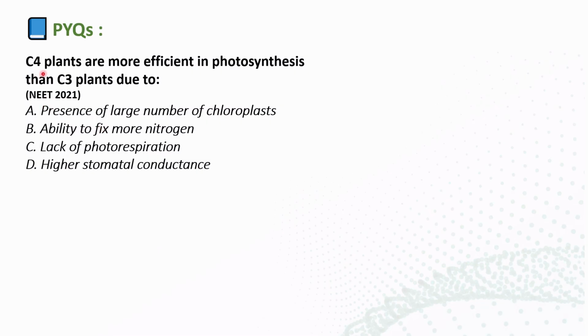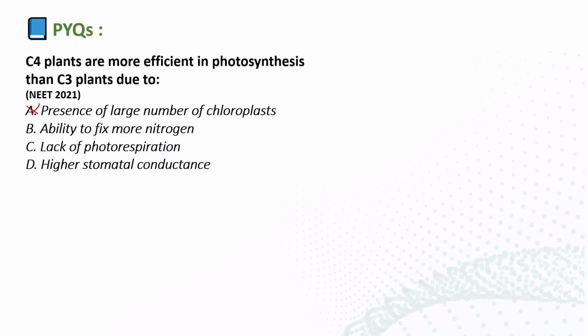C4 plants are more efficient in photosynthesis than C3 plants due to what? The options are: presence of a large number of chloroplasts, ability to fix more nitrogen, lack of photorespiration, and higher stomatal conductance. Here you can eliminate some options, like the presence of a large number of chloroplasts. Why? Because both of them have that, so this is not the main reason.